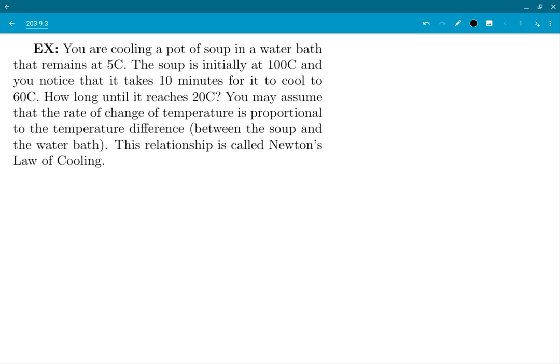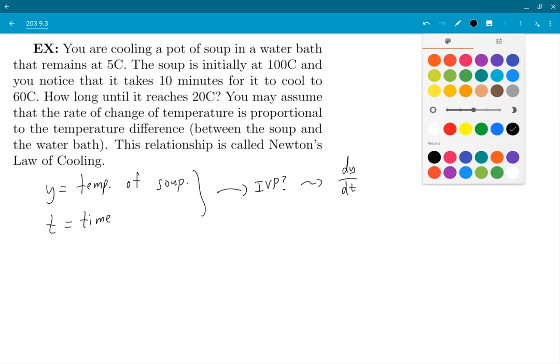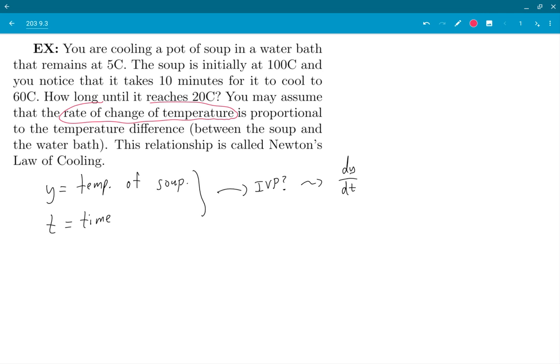First things first, let's declare some variables. Y is equal to temperature of the soup. T is time. So what do we do with that? We want to form an initial value problem. So we need a derivative, dy dt, right? This is the rate of change of temperature.